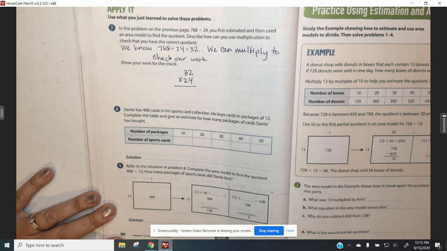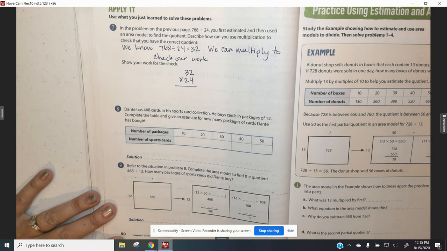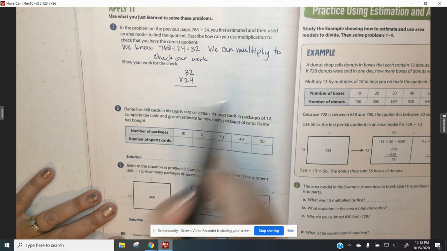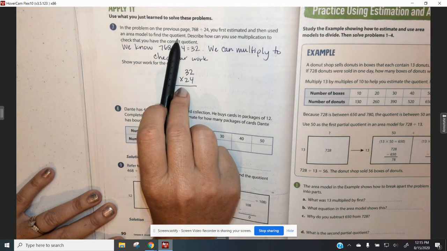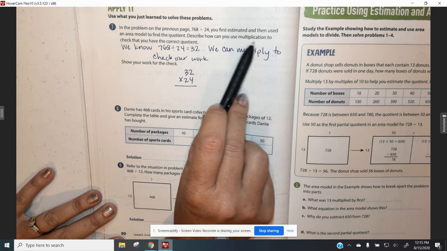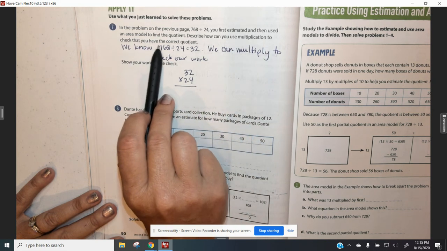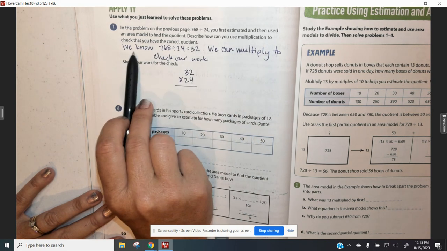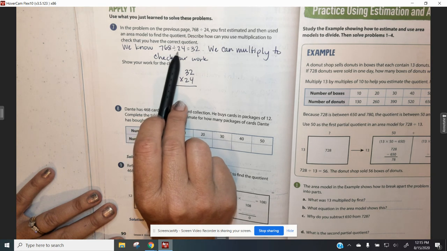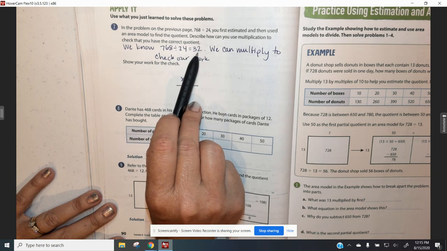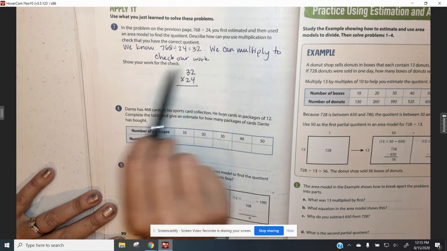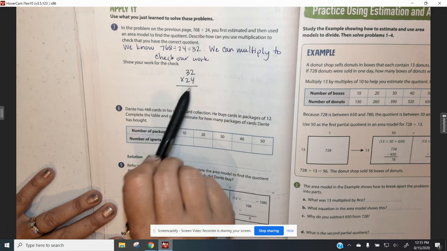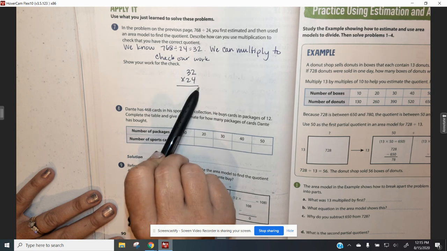Now number 7 says, in the problem on the previous page, 768 divided by 24, you first estimated and then used an area model to find the quotient. Describe how you can use multiplication to check that you have the correct quotient. We know that 768 divided by 24 equals 32. We just learned that on the last page. We can multiply to check our work. Show your work for the check. So right now, I want you to go ahead, pause the video, and do 32 times 24.